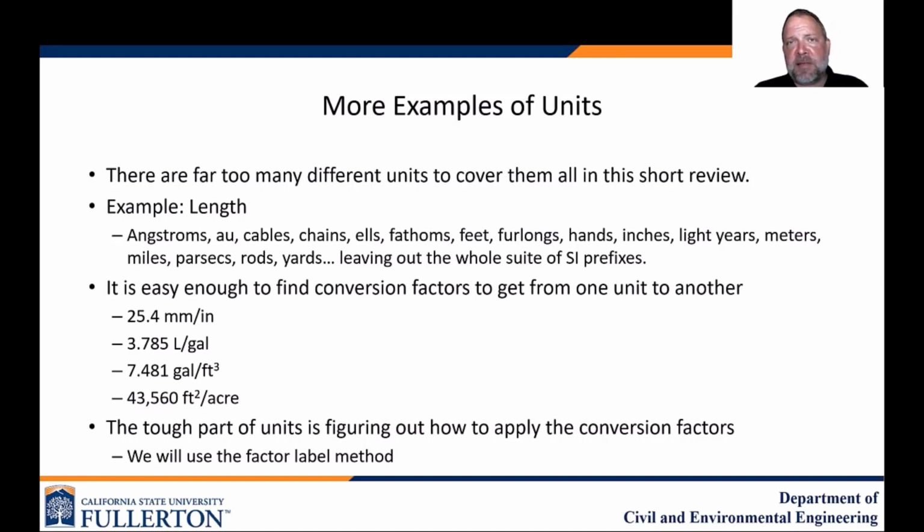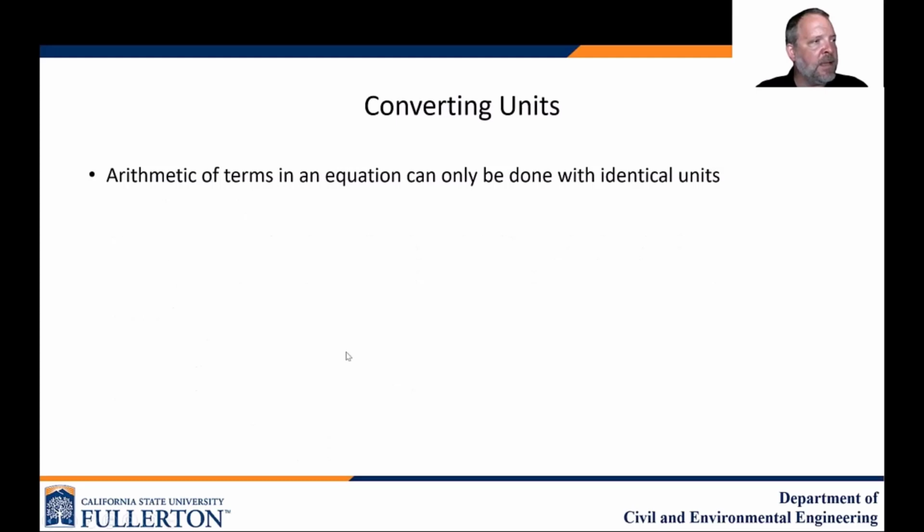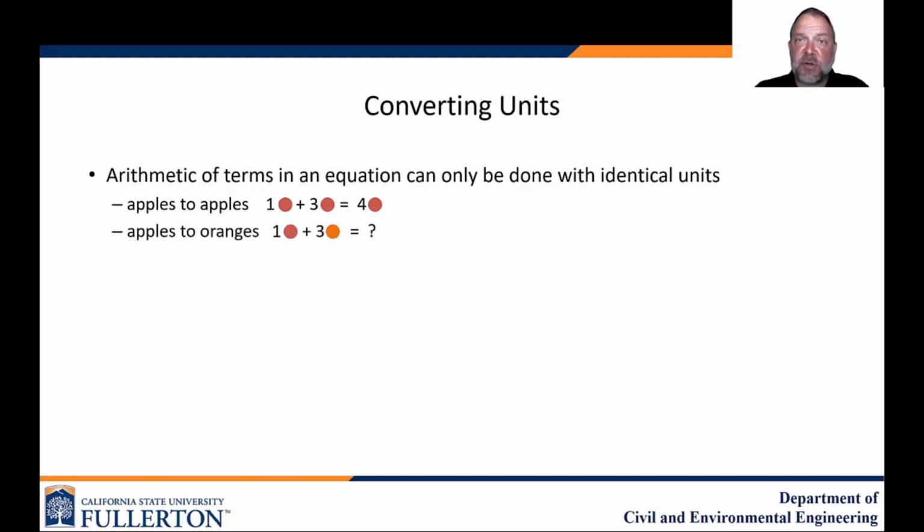So we're going to use the factor label method to do unit conversions here. Now, one thing we have to keep in mind, we can only do arithmetic of terms in an equation if we have similar units. So for example, if we have 1 apple plus 3 apples, I know those are actually just red circles, but 3 apples, we get 4 apples. That's easy enough to do. But if we try to compare apples and oranges, if we have different units, we can't compare. So 1 apple plus 3 oranges, it's like a fruit salad. We don't know what that is anymore.